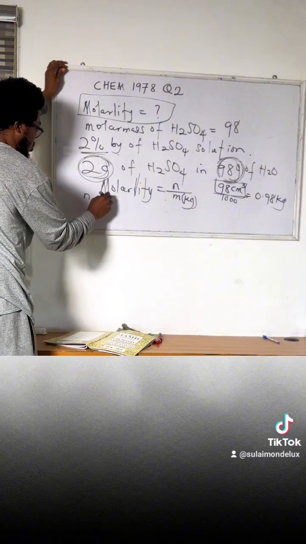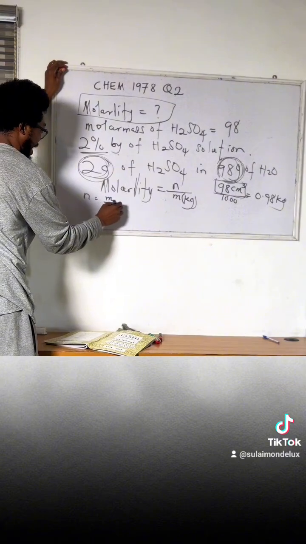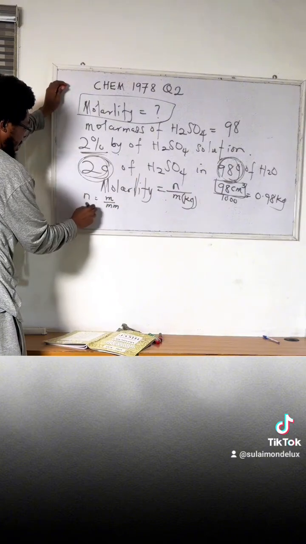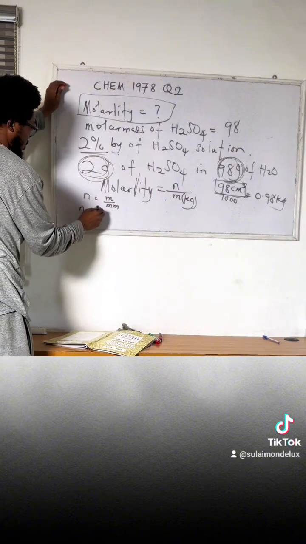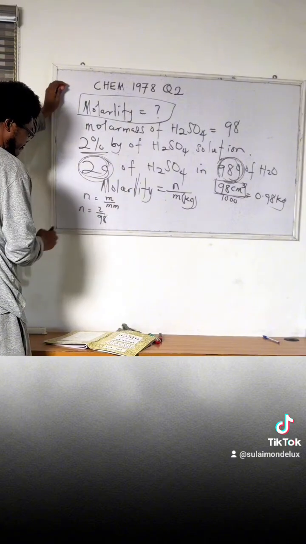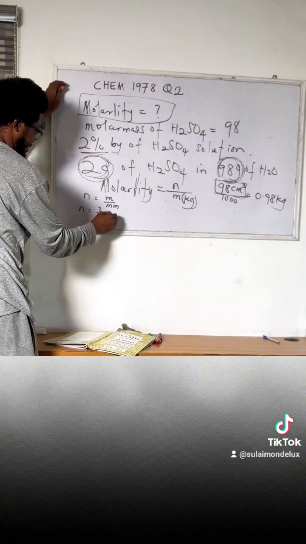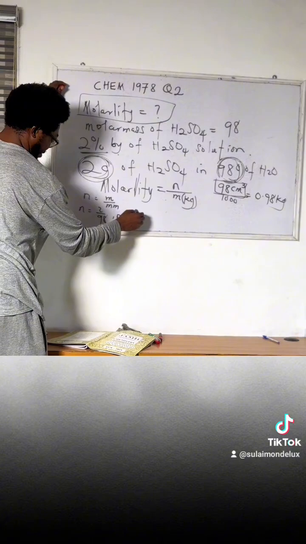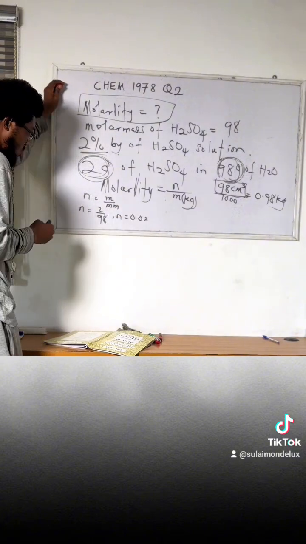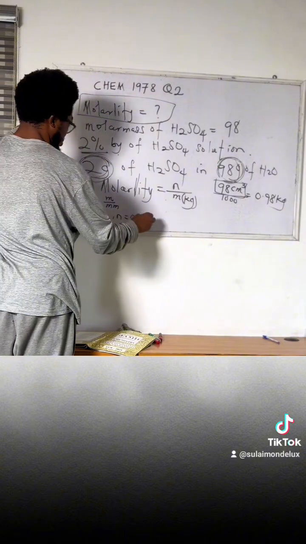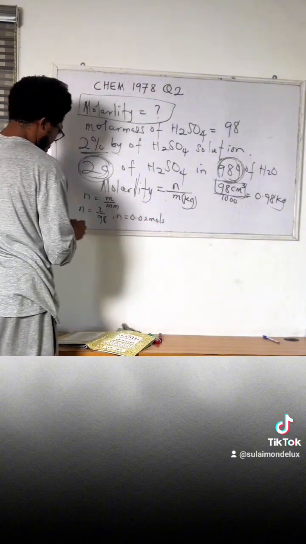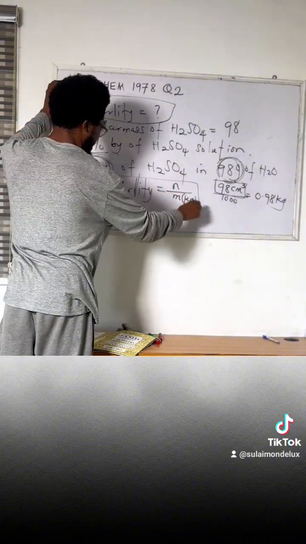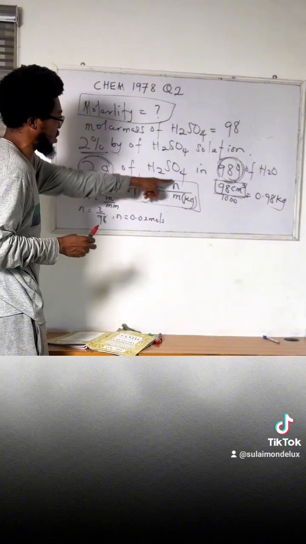Then, in order to change these 2 grams to number of moles, we know the number of moles is equal to mass over molar mass. The mass of H2SO4 is 2. The molar mass of H2SO4 is 98. So 2 divided by 98, the number of moles is 0.02 moles.